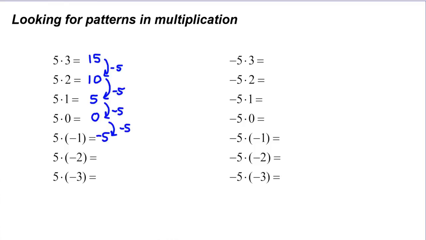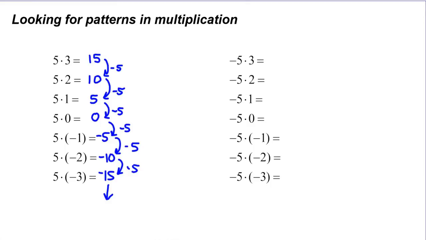So if we continue this pattern and decrease by 5 again, what would be 5 times negative 2? 5 times negative 2 should be negative 10. And if we decrease that by 5 again, one less group of 5, 5 times negative 3 would be negative 15. This pattern is going to continue on and on forever, and the numbers are just going to keep getting more and more negative. So now we can say that when we multiply a positive times a negative, that's going to end up being a negative number.